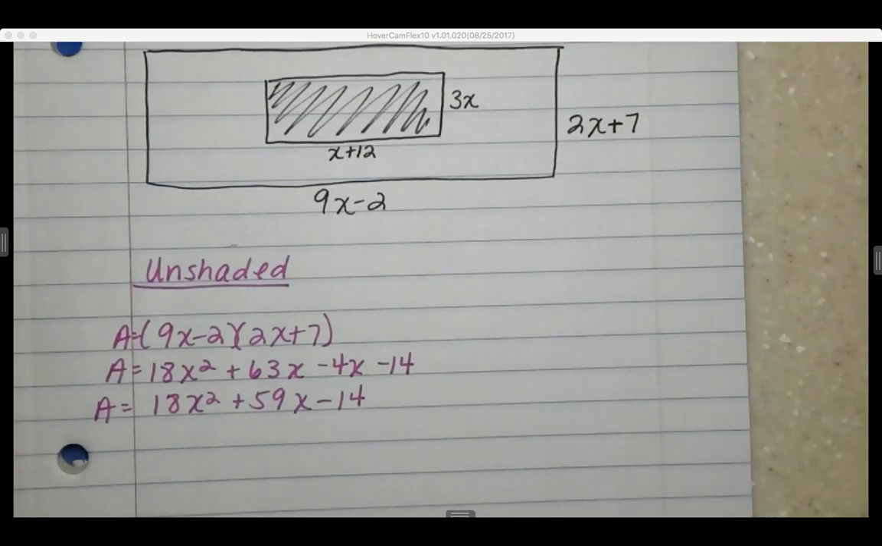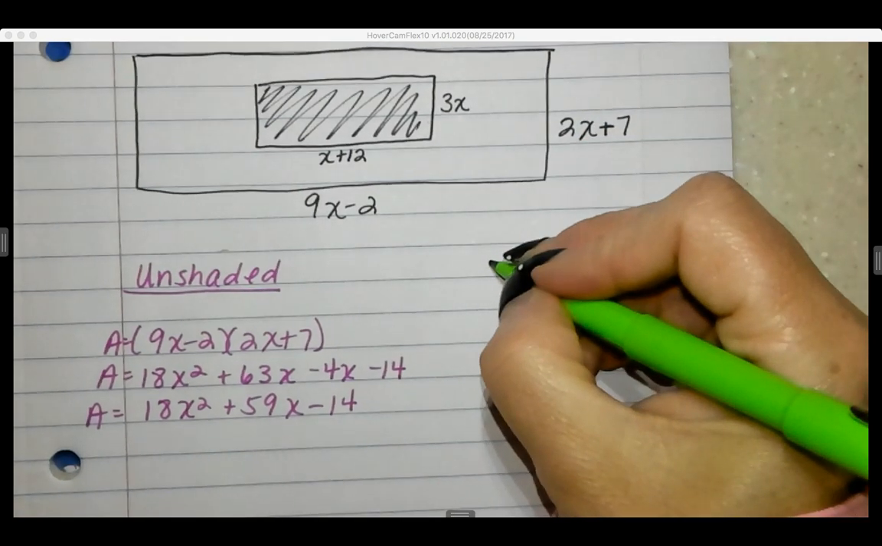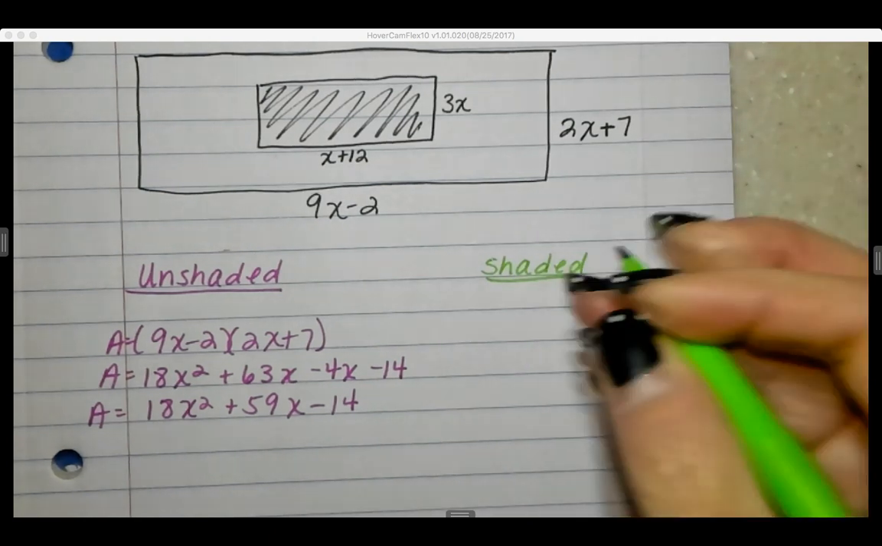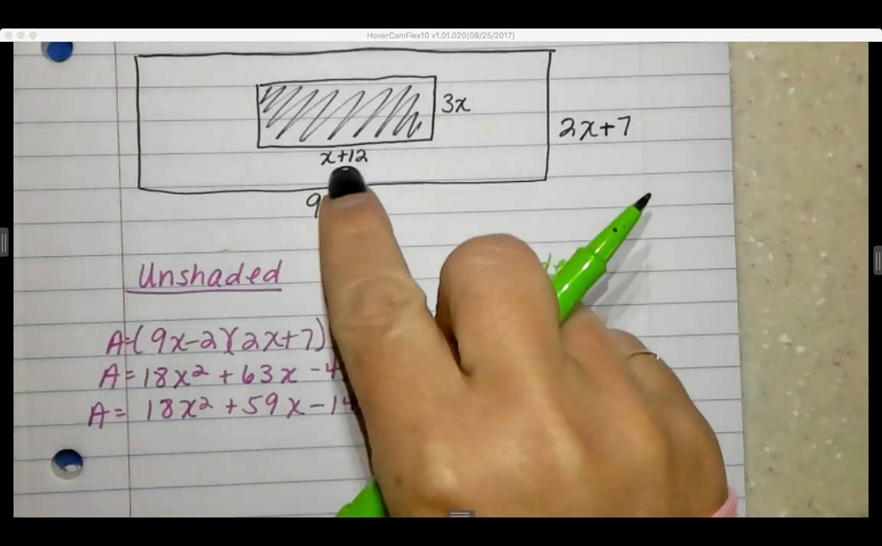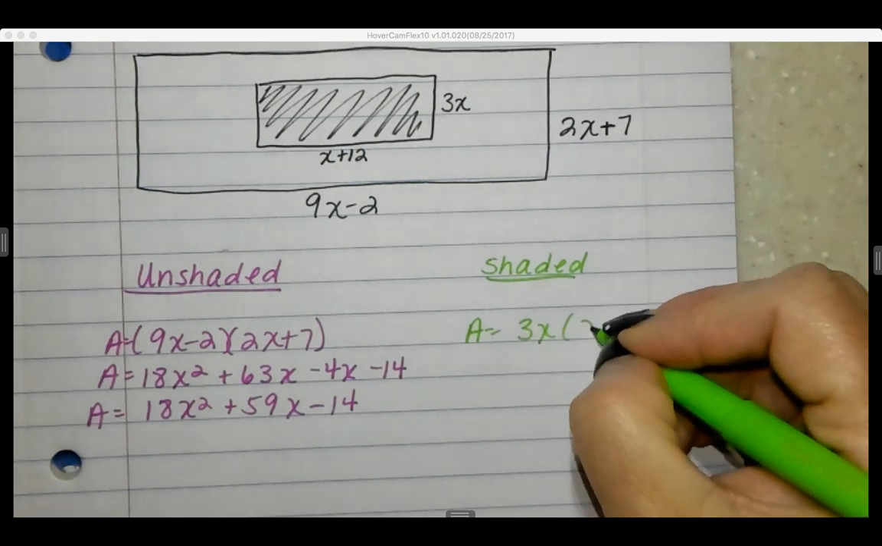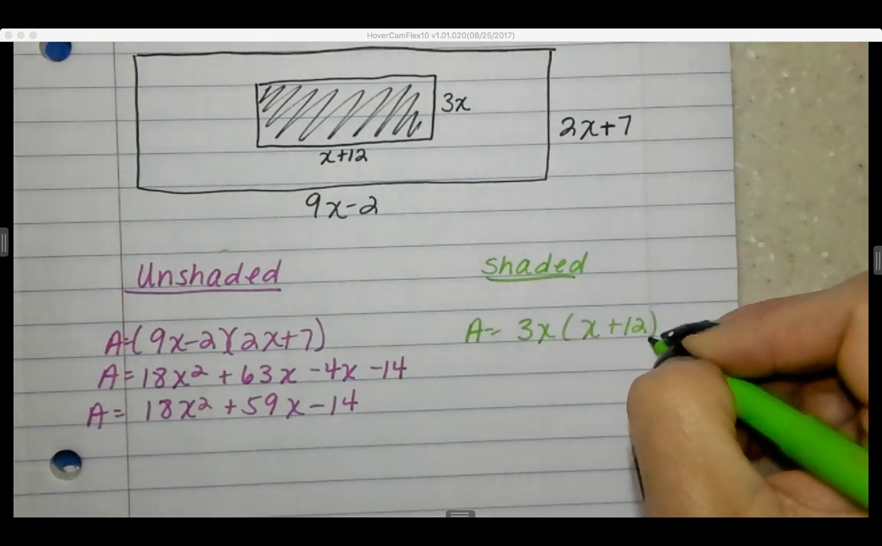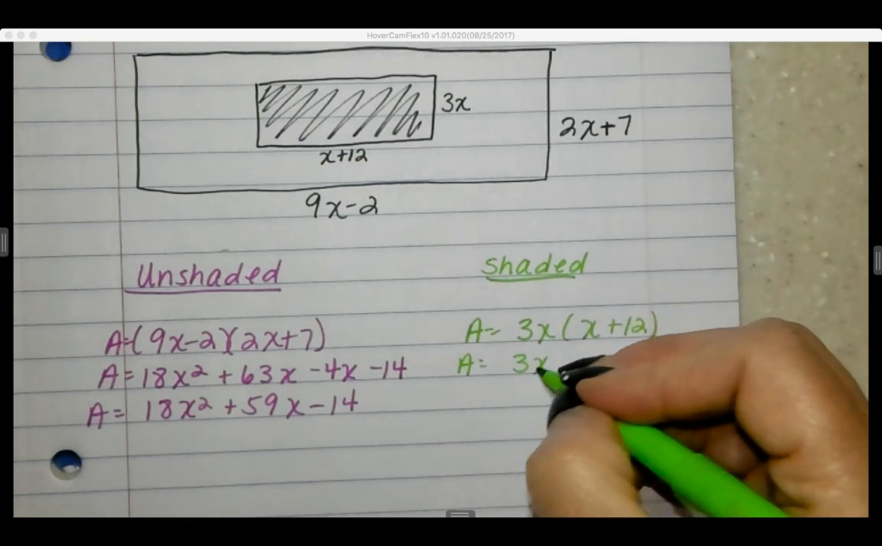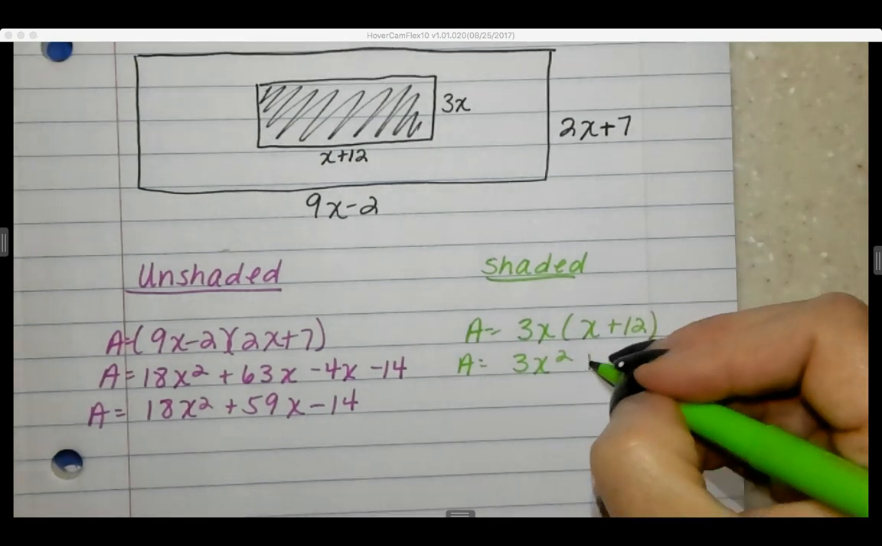Now, let's find the area of the shaded rectangle. Length times width, or base times height. A little bit easier here. 3x times x. 3x times positive 12.